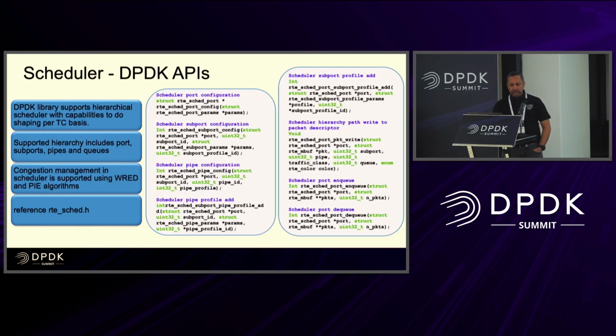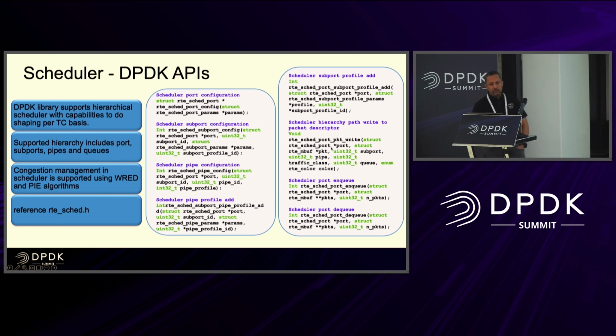These are the existing APIs from the DPDK that we are using for this function. We have a scheduler port and a pipe configuration. You configure those, and then you apply the profile. And once the profiles are applied, you have the data path tweaked for the purpose.